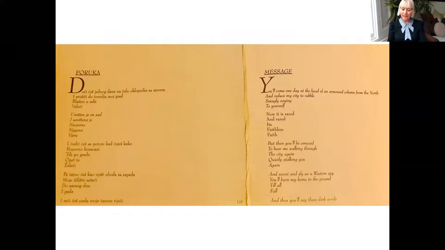Message. You'll come one day at the head of an armored column from the north and reduce my city to rubble, smugly saying to yourself, now it is razed and razed its faithless fame. But then you'll be amazed to hear me walking through the city again, quietly stalking you again. And secret and sly as a Western spy, you'll burn my home to the ground till all fall. And then you say these dark words, this nest is done for now, this cursed cur is slain with pain. But by a miracle, I will still be dreaming here on earth. And like a wise watchman from the east, forbidding others to dream and think, you'll pour poison into the spring from which I drink. And you'll laugh, you'll roar that I am no more.